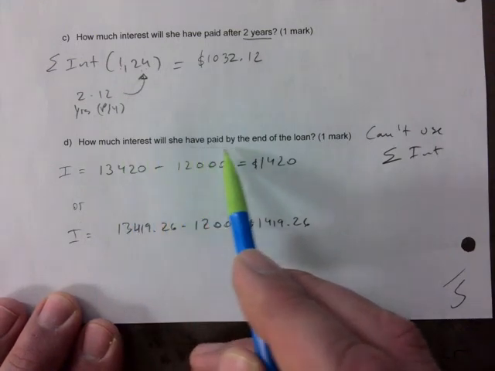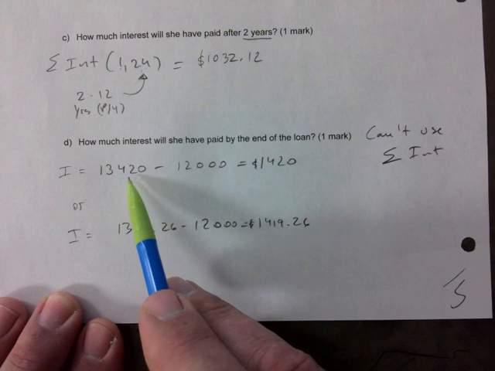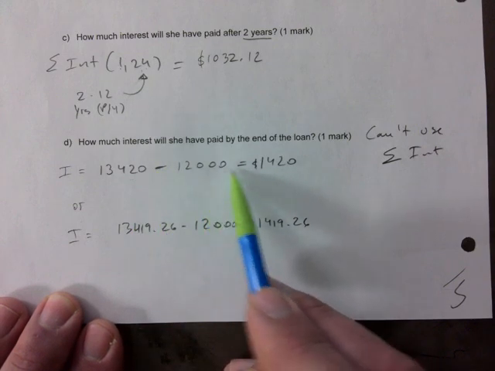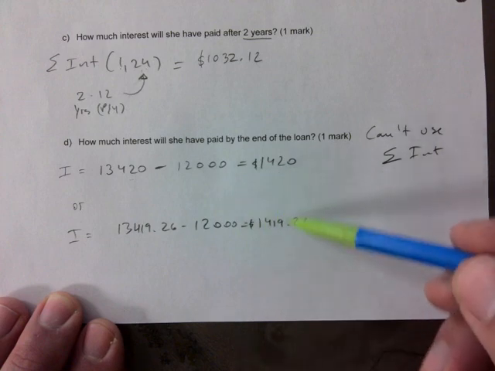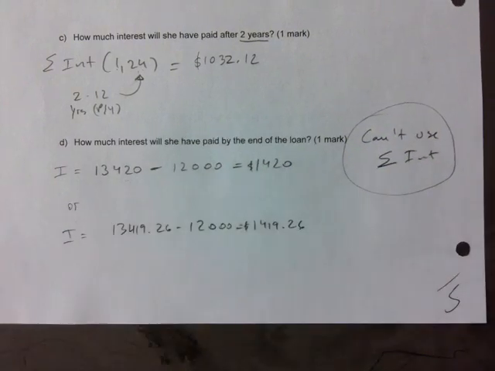How much interest will she have paid by the end of the loan? Here again, you take all of the payments made minus the present value. So you're getting one of these two here. I cannot use sum of interest because my n is a decimal. So you can't use sum of interest. Even though it's close, it's not going to be considered accurate or correct.